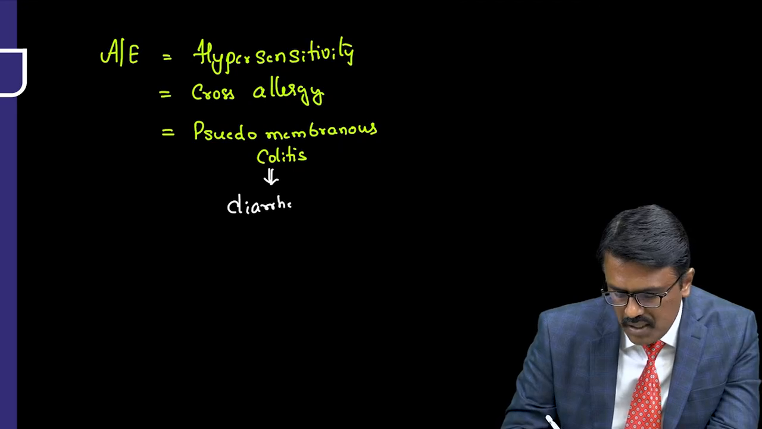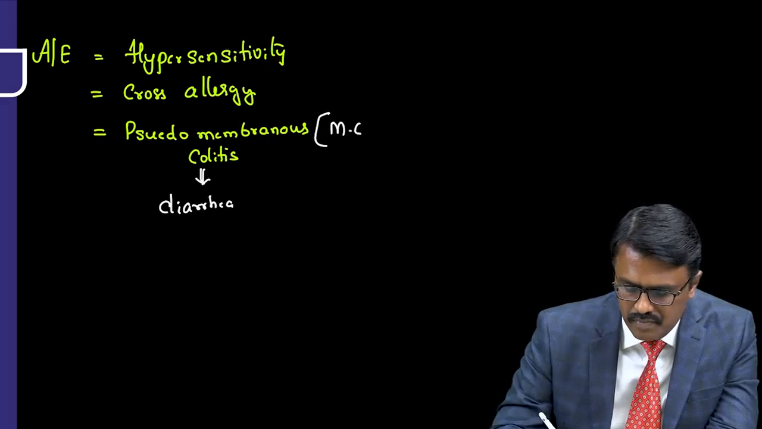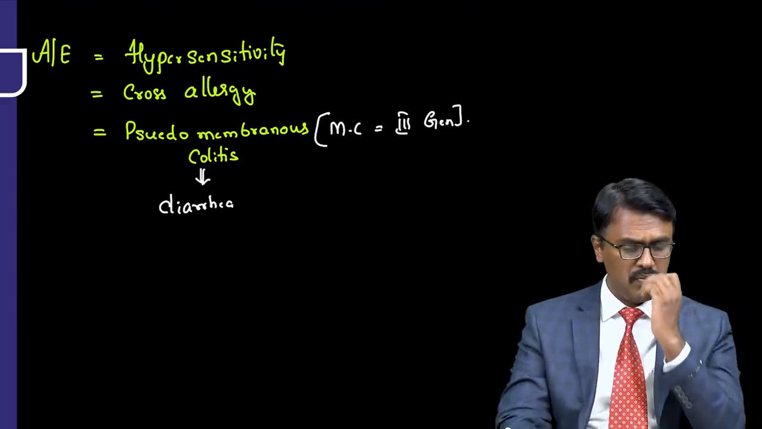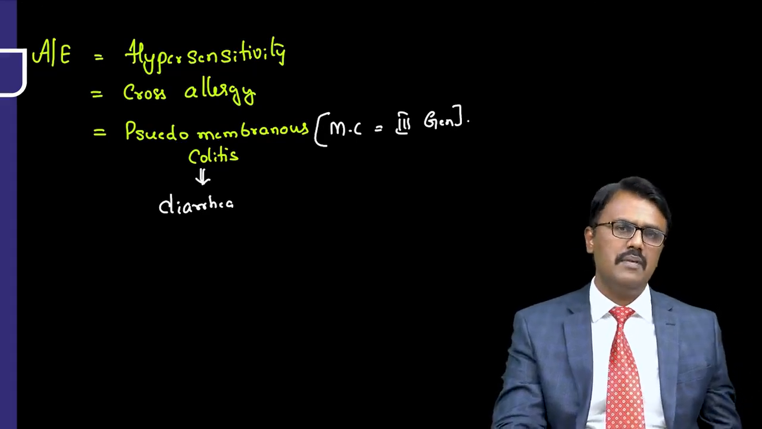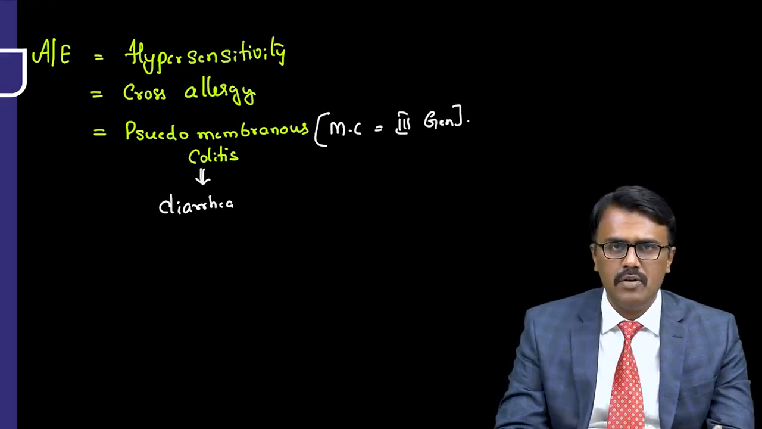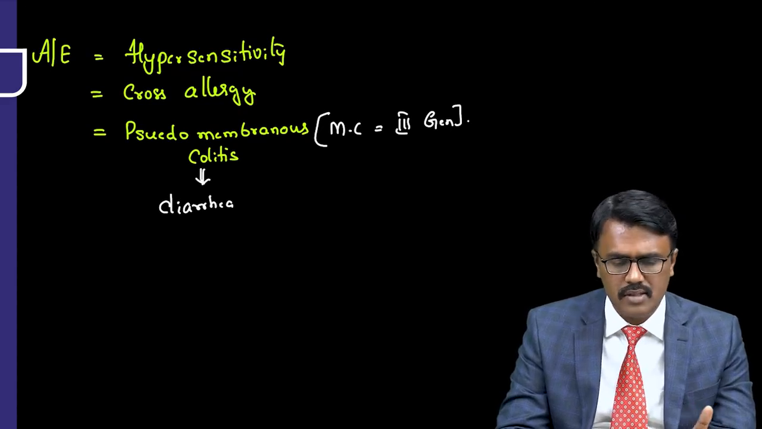So which generations are more common? It is most commonly seen with the third generation cephalosporins. Why? Because we use them extensively. That's why it is seen. The other adverse effects I have told you: cephalosporin is highly nephrotoxic, disulfiram-like reaction, bleeding, all those things we have discussed.